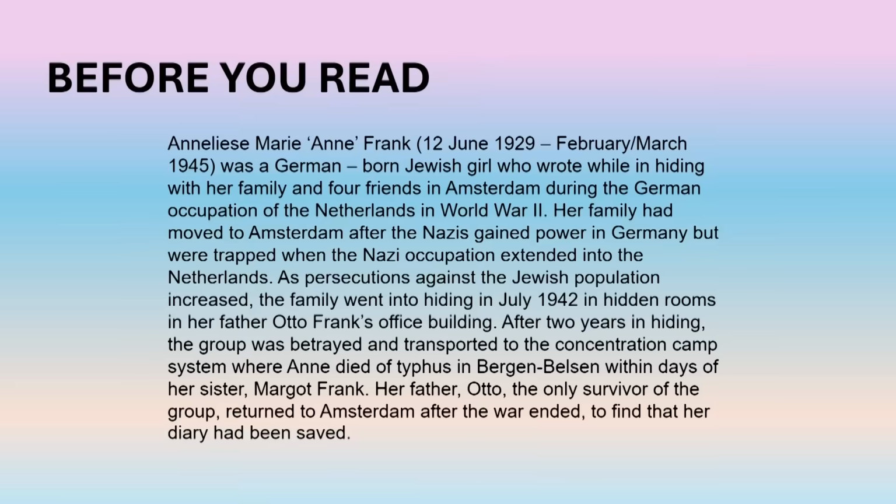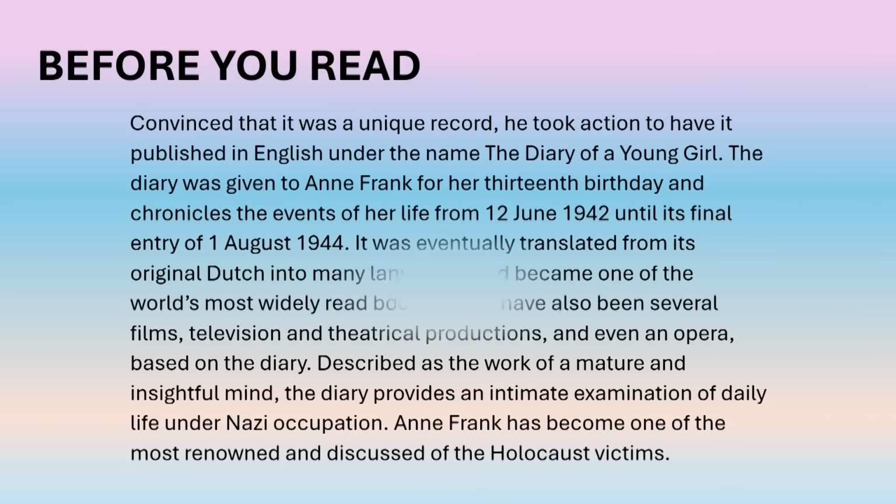After 2 years in hiding, the group was betrayed and transported to the concentration camp system where Anne died of typhus in Bergen-Belsen within days of her sister Margot Frank. Her father Otto, the only survivor of the group, returned to Amsterdam after the war ended to find that her diary had been saved.